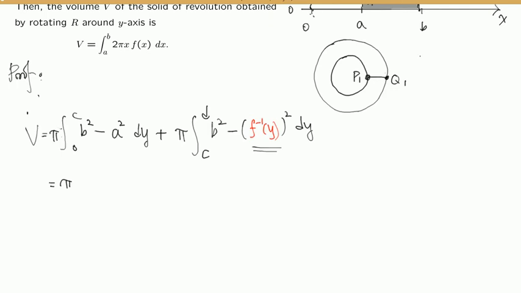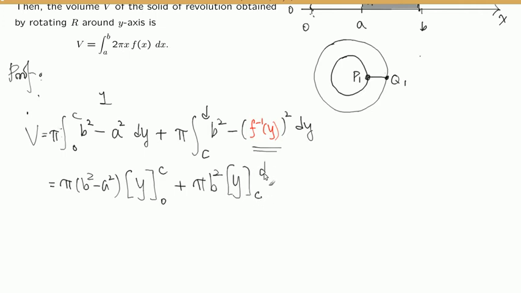What is this one? Pi times b squared minus a squared. That's a constant, right? You can factor that out, and there's an invisible 1. So isn't that just y here between 0 and c? The antiderivative of this one with respect to y would be just y. So that will be just c there, right? How about this one? This part's easy. Pi b squared times y from c to d, right? Minus pi times, then you're left with f inverse y squared dy going from c to d.